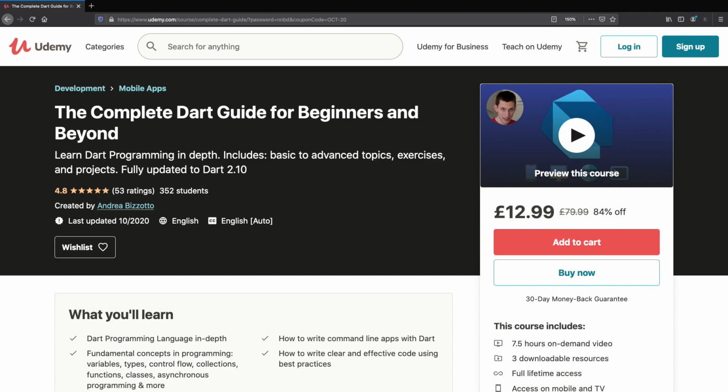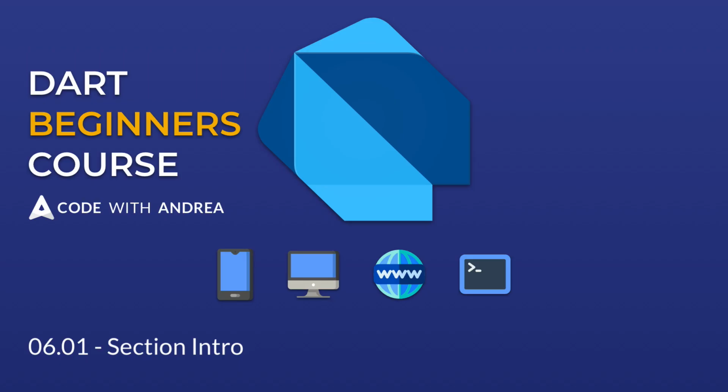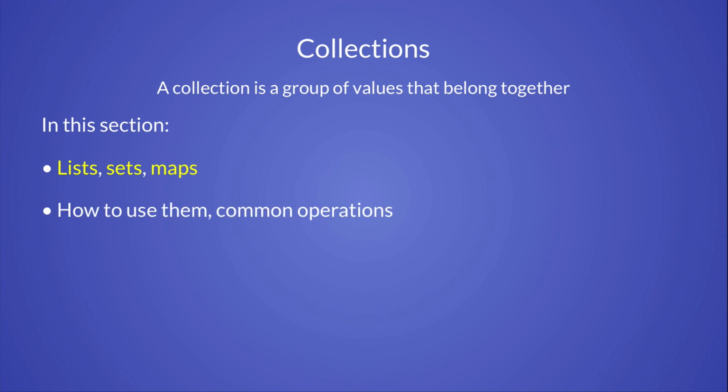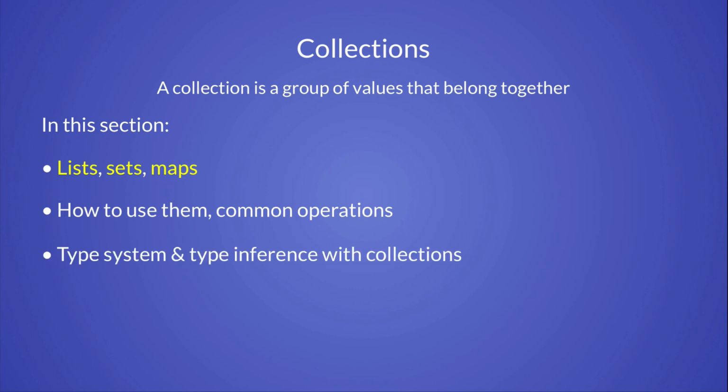Okay, so let's get started. In this section, we will learn about collections in Dart, and you can think of collections as a group of values that belong together. And in Dart, there are three main types of collections: lists, sets, and maps. So in the first part of this section, we will learn about these collection types along with the most common operations that we can do with them.